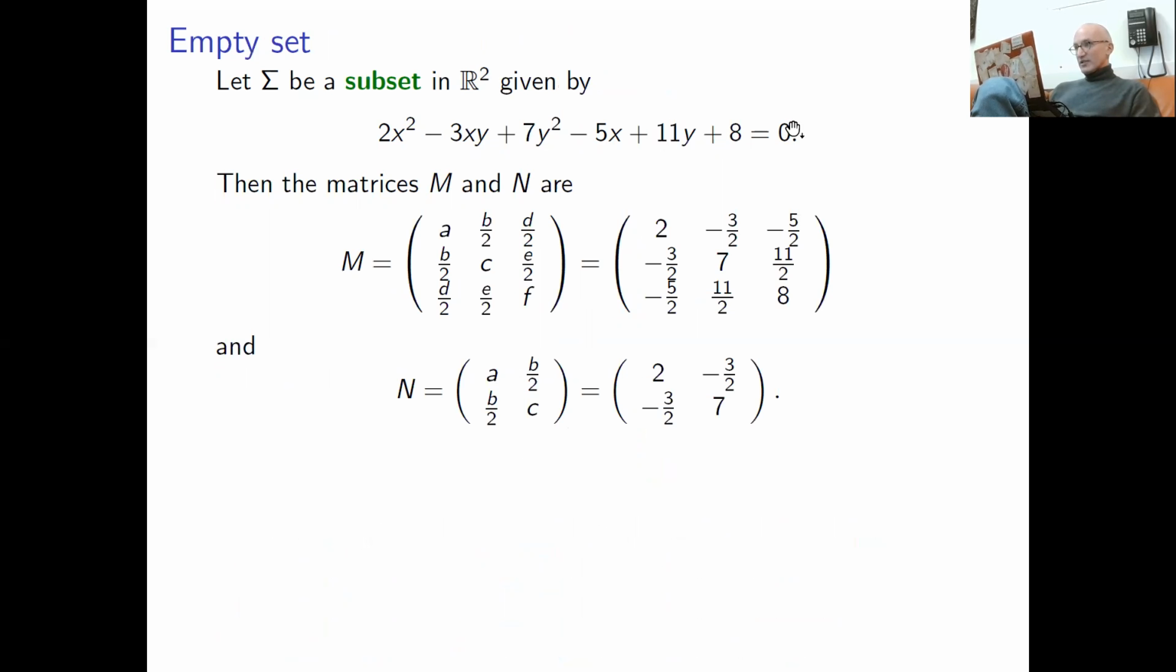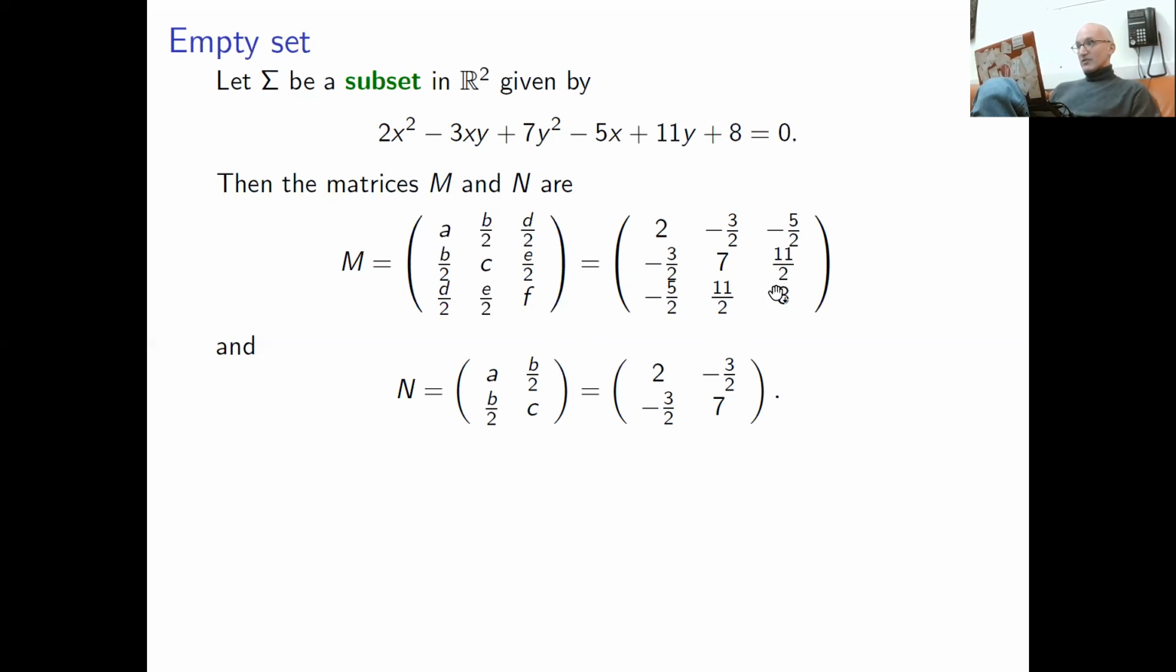You take this equation, you rewrite it in the matrix form, and you compute the corresponding 3 by 3 matrix M. It is going to be this matrix. This is going to be your 2 by 2 matrix, which comes from the quadratic part. You check the determinant of this matrix. The determinant of the 2 by 2 matrix is positive, so this is either an ellipse or a degenerate type.